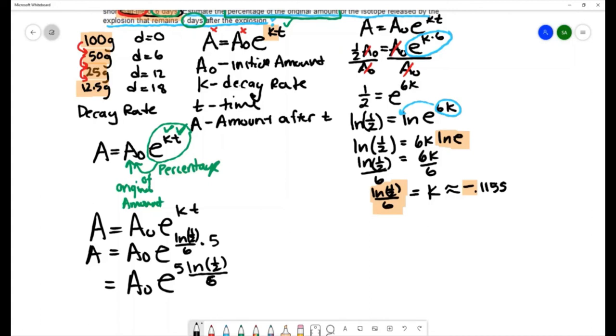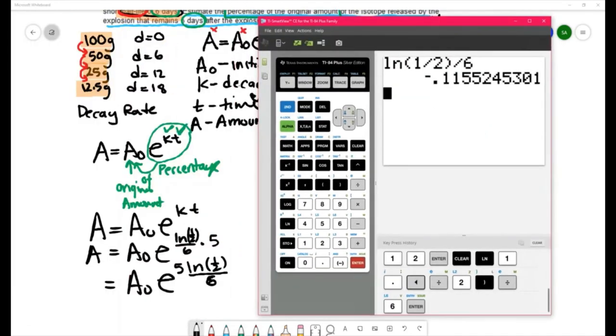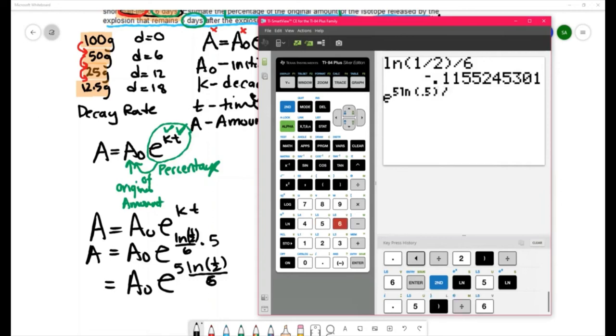So this is what we'll type in the calculator. And I'm only typing the portion attached to the E. I don't have a value for A naught. I'm typing E to the 5 times natural log of 0.5, divided by 6. And that is 0.561.